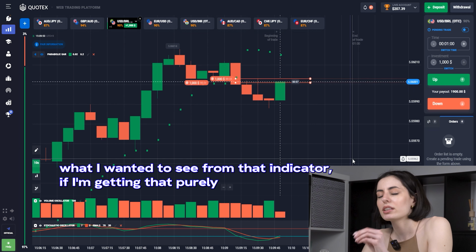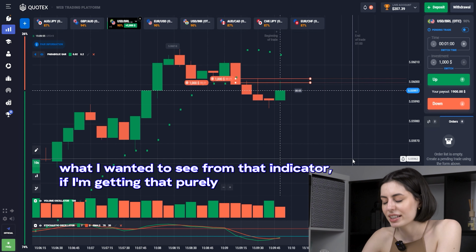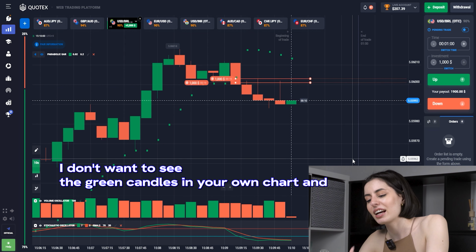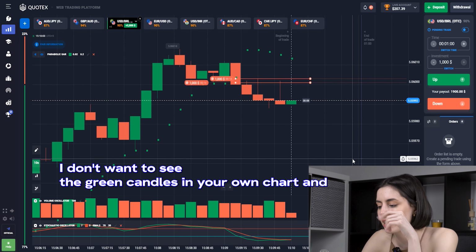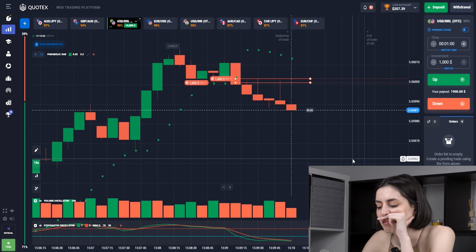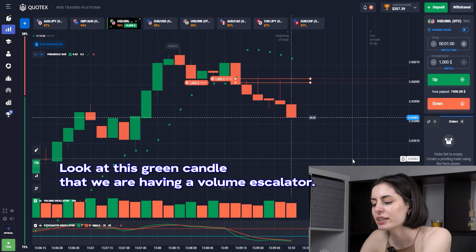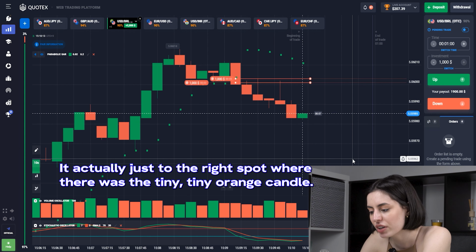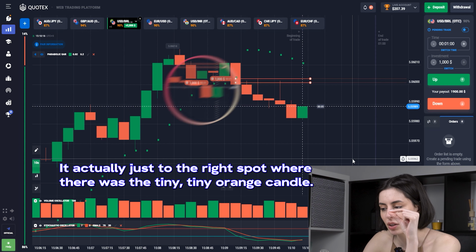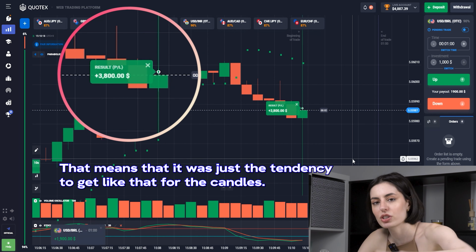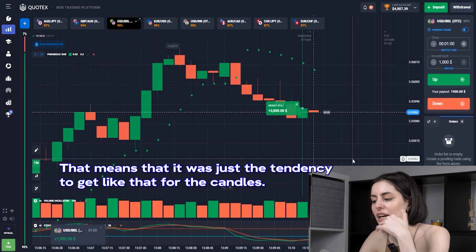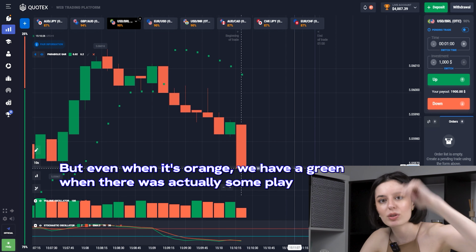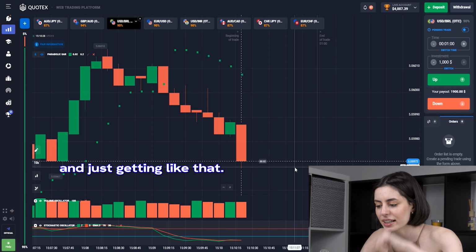What I wanted to see from that indicator, if I'm getting it purely and clearly downward with all these candles on the chart, is that I don't want to see green candles on the indicator. And you may check it right here. Look at this green candle that we have at the volume oscillator. It's actually right at the spot where there was a tiny orange candle. That means there was just the tendency to get like that with the candles. And of course, when it's green, but even when it's orange, we have it green when there was actually some play and just getting like that.